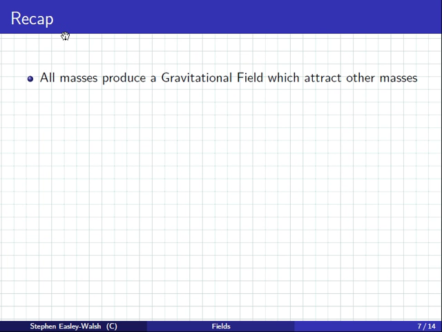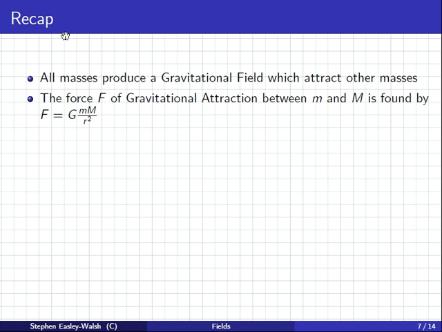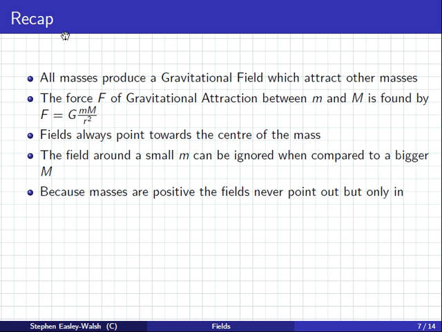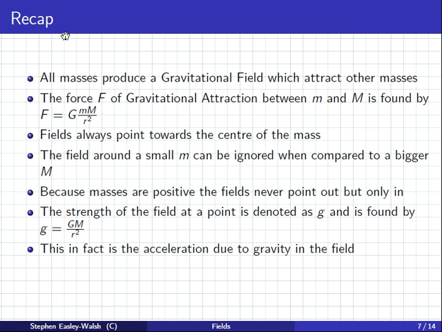So just to recap, all masses produce a gravitational field. Now that's actually quite interesting too. Even something small like this has a gravitational field towards it. The force is given by this formula. Fields always point towards the center of the mass. The field around a small mass can be ignored. So although this has a field, we can ignore it because it's so small. Because masses are positive, the fields never point out but only in. The strength of the field is given by this formula, and this is in fact the acceleration due to gravity. The value of g is roughly 9.81 newtons per kilogram. We know all this.